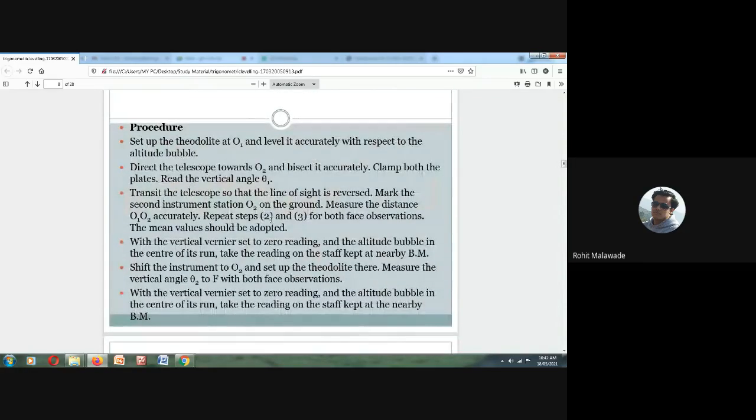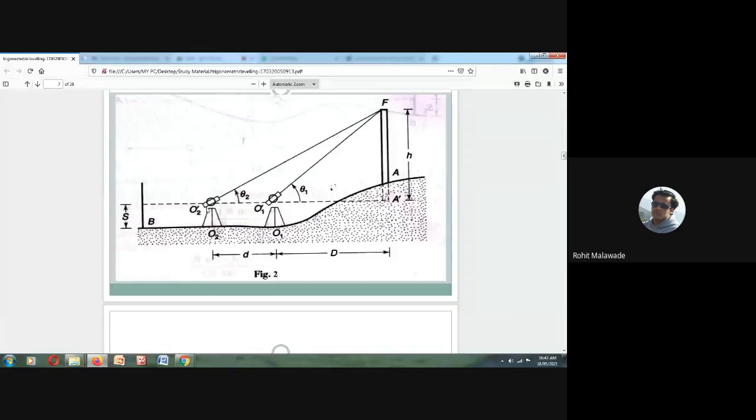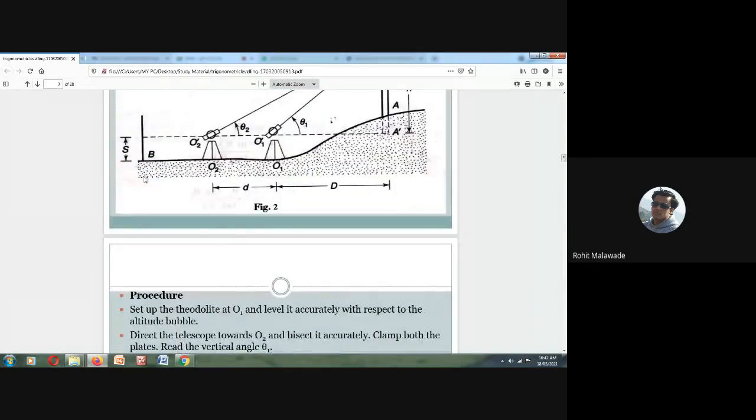Repeat steps 2 and 3, right? These steps are repeated for both face observations, and the mean should be calculated. Now, with the vertical vernier set at 0 and the altitude bubble in the center, take the reading on the staff kept at the benchmark. Here we shift the instrument over here, and after shifting, we note down the benchmark reading.